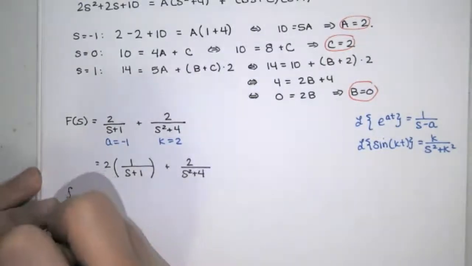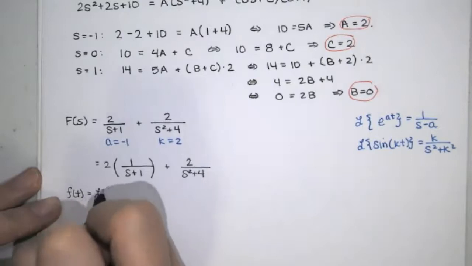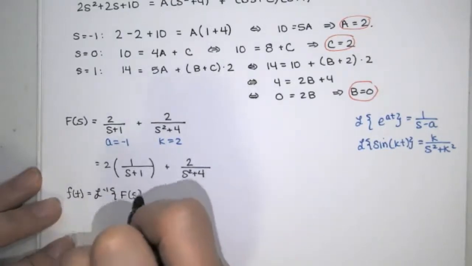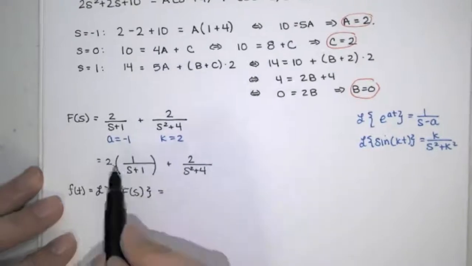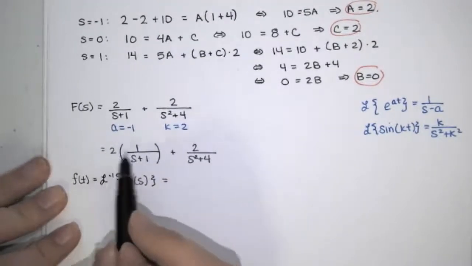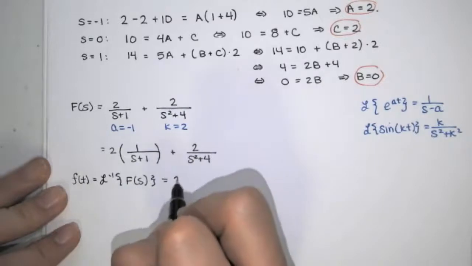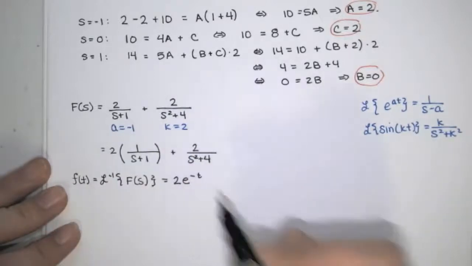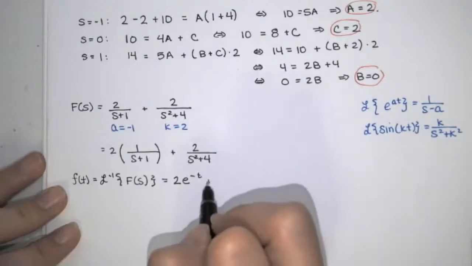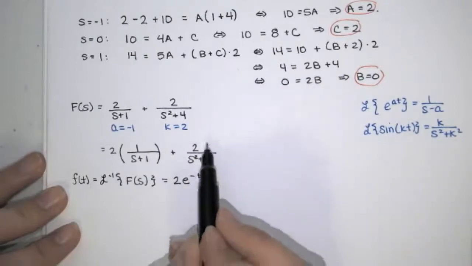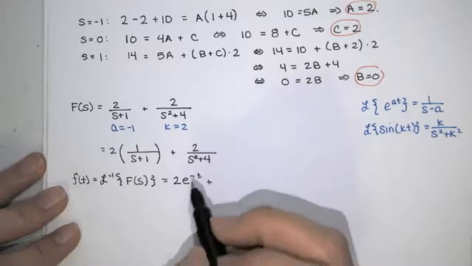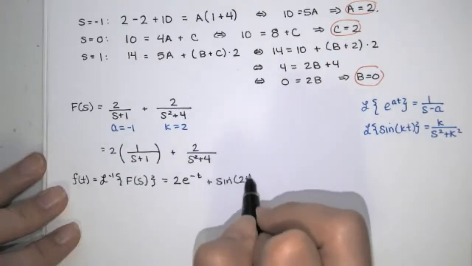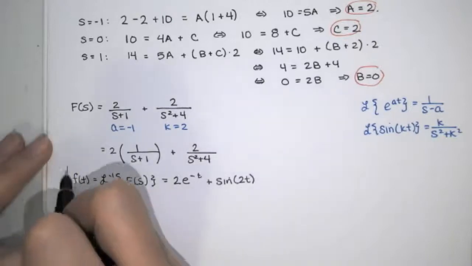If I want the inverse Laplace transform now, that's the inverse Laplace transform of these expressions. The inverse transform of 2 times this function is 2 times e to the at, where a is equal to -1, so it's e to the negative t. And then we're adding the inverse Laplace transform of this, which is sine of kt, where k is equal to 2, so it's sine of 2t. So that is our f of t.